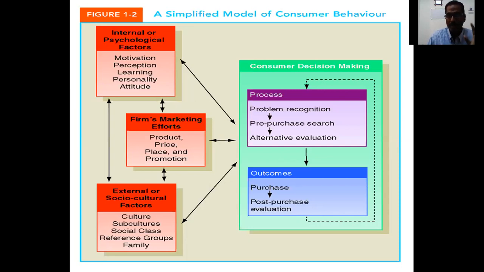When we see the decision making process of a consumer, it goes through a series of steps which involve problem recognition, pre-purchase search, and alternative evaluation. After going through this process, they end up buying our product, which is the purchase of a product or service. And after that, post purchase evaluation. Post purchase evaluation by the consumer will lead either to a repeat purchase or to them stopping buying our product. Okay, so that's all for this class today.